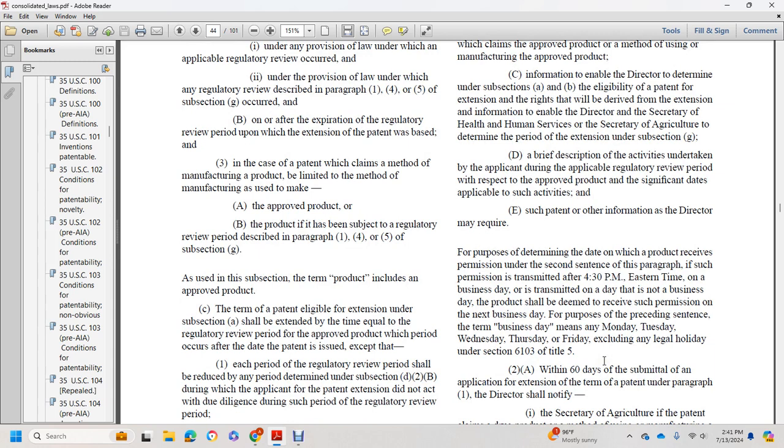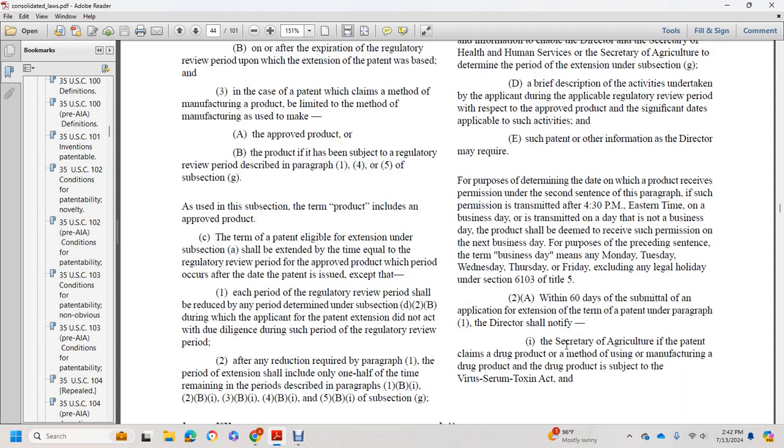E, patent of the information the director may require for the purpose of the date the product received the permission under the second sentence of the paragraph. Each of the permission term transmitted at 4:30 p.m. Eastern Time on a business day, transmitted on the day of a non business day, product deemed to receive the permission on the next business day. For the purpose of the preceding sentence the term business day means Monday, Tuesday, Wednesday, Thursday, Friday, excluding legal holidays under section 6103 of Title 5.